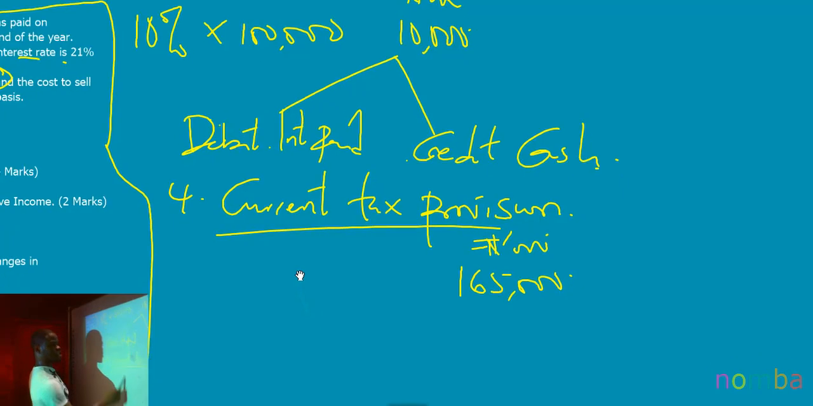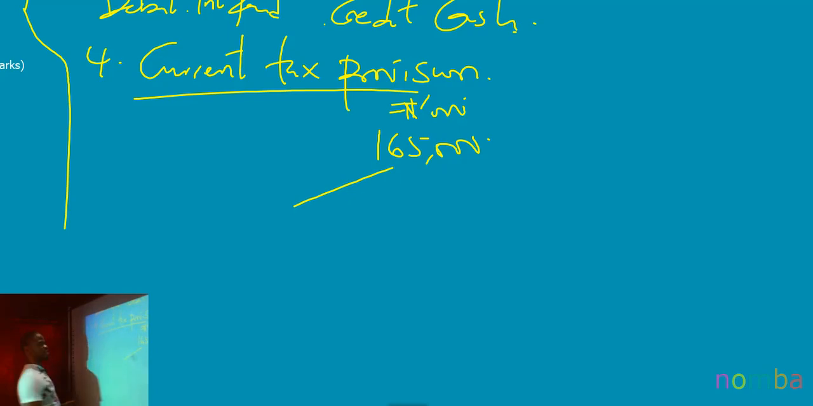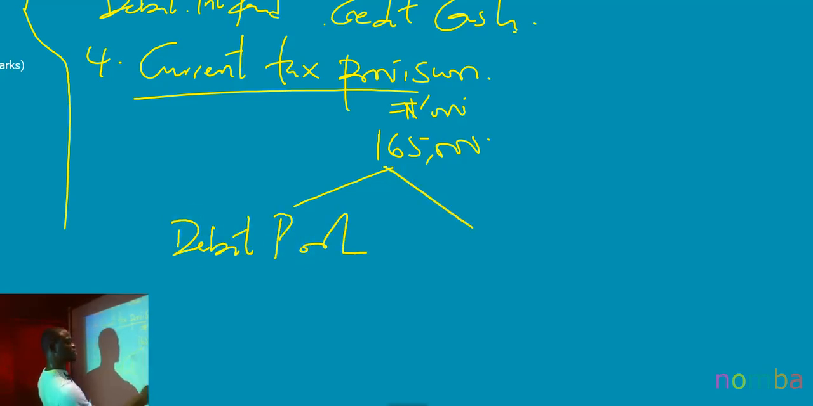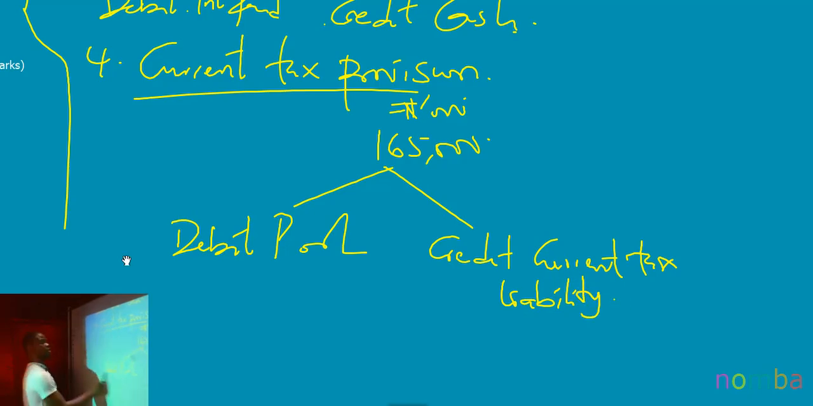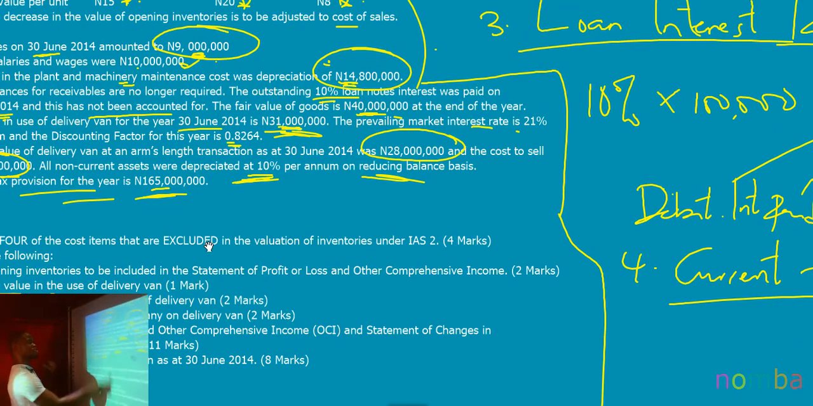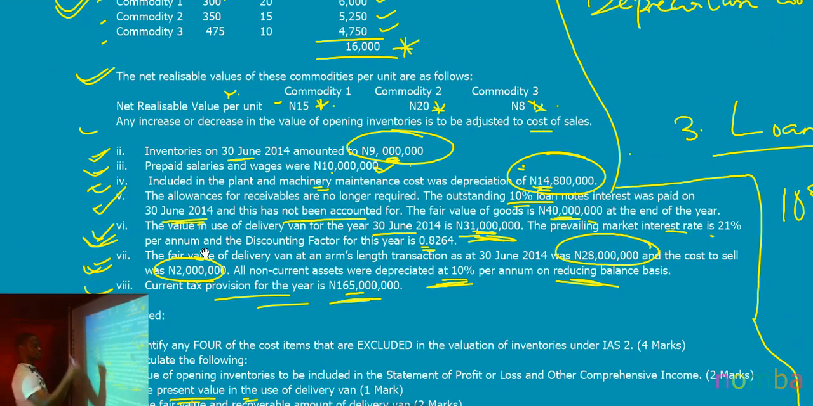Okay. Now this current tax provision. So the estimate for the year is 165,000. There was no under or over provision. So job made easy. So we'll simply debit profit or loss as the income tax expense and we credit current tax liability in the statement of financial position. Current tax liability. Okay. And that's that. So we have extracted the workings that relates to the additional information.